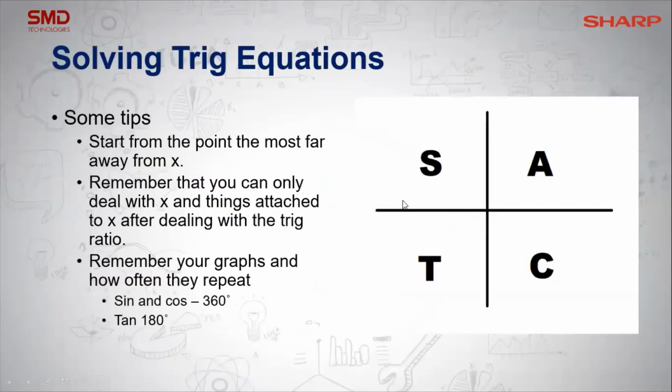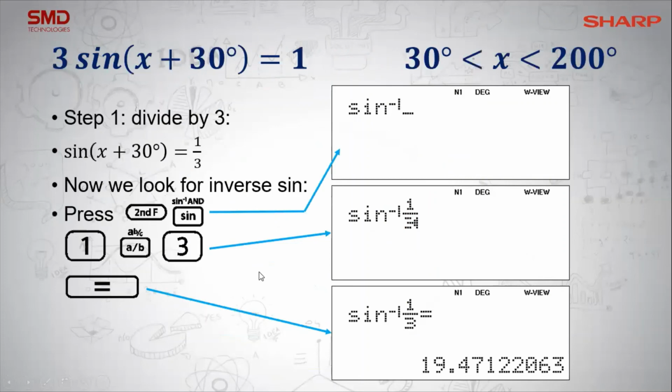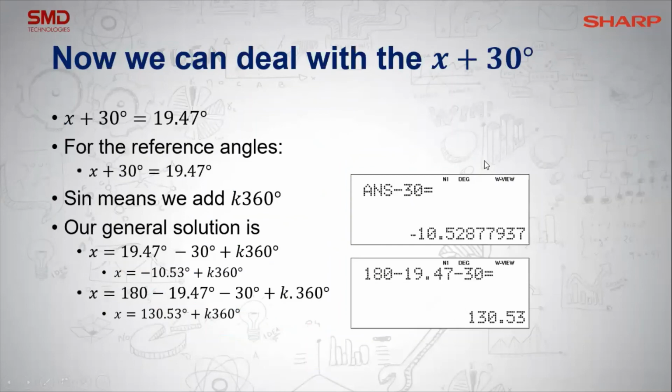Then this one is really, really nice for teaching trig. And I really want to show this to you because I think it is amazing. So I'm not going to go through the actual trig equation steps because that's not necessary. What I want to show you is solving a specific equation. So here is the original equation that we started with, and we want to find values between 30 and 200 degrees, right? So there's my general solutions, negative 10.53 plus K360 and 130.53 plus K360.